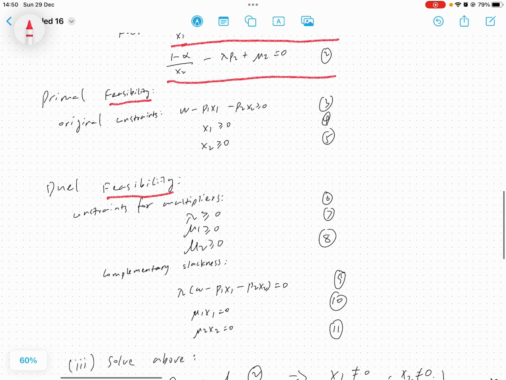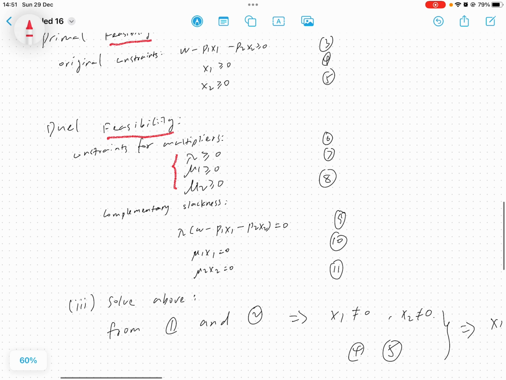The other kind of feasibility constraint is called dual feasibility. Those are just the feasibility constraints that we put on those parameters, or those multipliers. We simply say that all those multipliers are greater than or equal to 0. The last set of constraints that we put here is called complementary slackness.